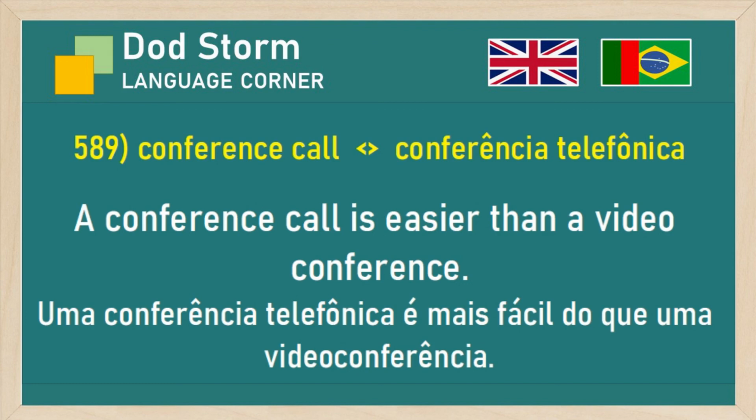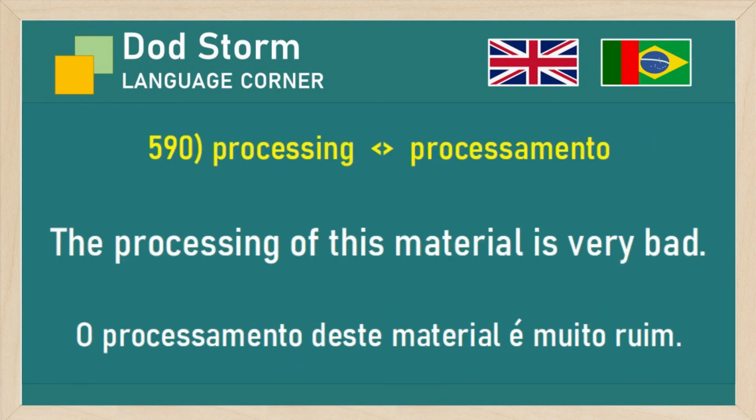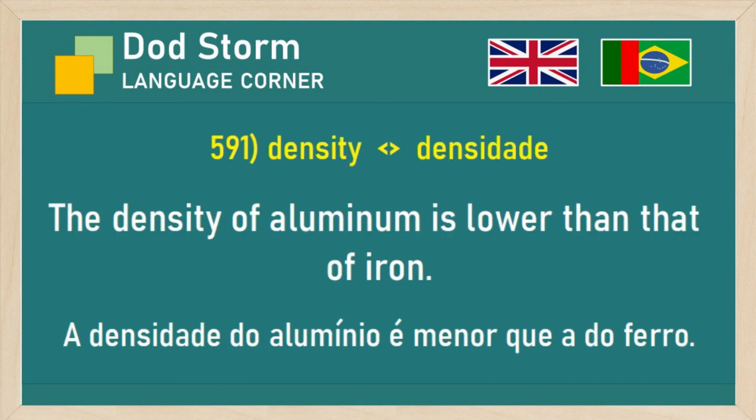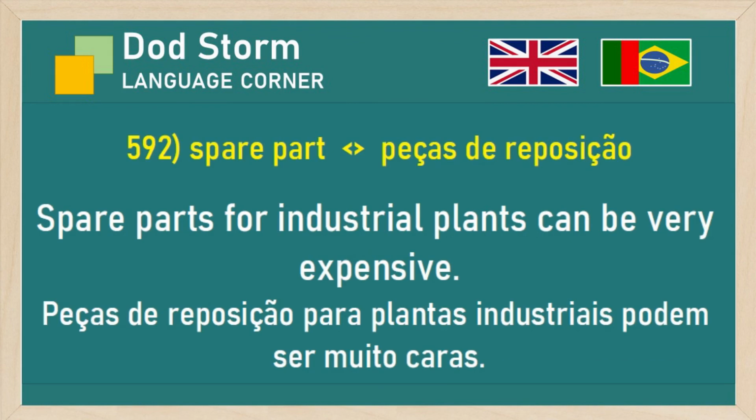A conference call is easier than a video conference. The processing of this material is very bad. The density of aluminium is lower than that of iron. Spare parts for industrial plants can be very expensive.